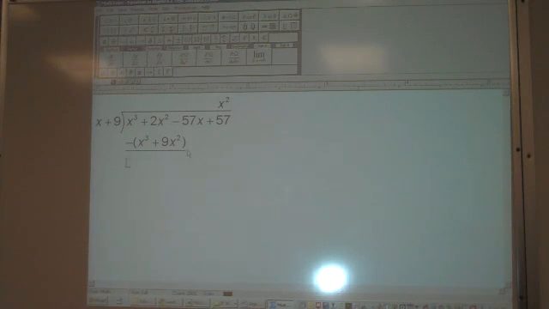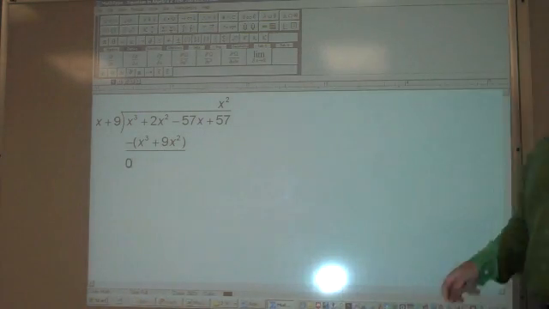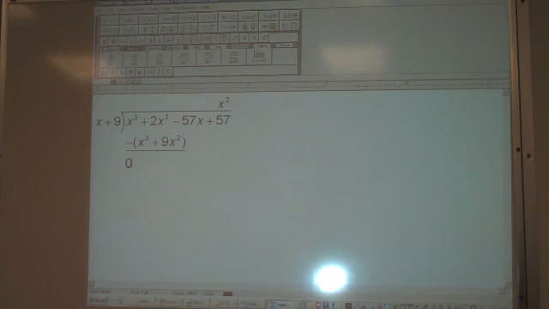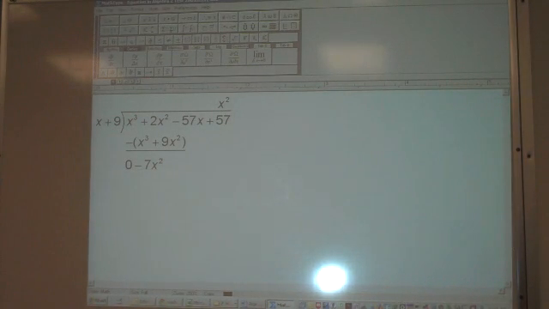X cubed minus x cubed gets us 0. What about 2x squared minus positive or negative? Positive. Nope. What? 2x squared minus 9x. You have to distribute the act of subtracting. That's why I was so determined to put parentheses in there, even though it looks bad on the formatting. So this is minus 7x squared. Now you bring down the minus 57x.